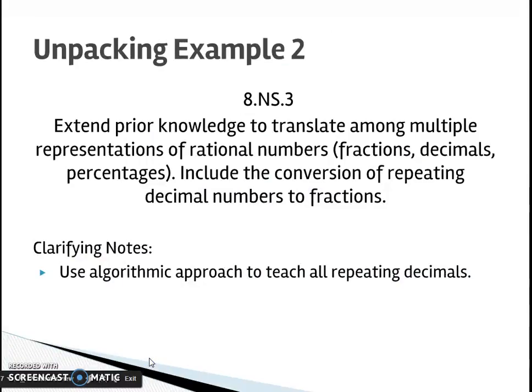Here is another example of unpacking a standard. This comes from grade 8, 8NS3. Extend prior knowledge to translate among multiple representations of rational numbers, fractions, decimals, percentages. Include the conversion of repeating decimal numbers to fractions. Again, our state and district support documents give us clarifying notes. The State Department says that we should use an algorithmic approach to teach all repeating decimals.